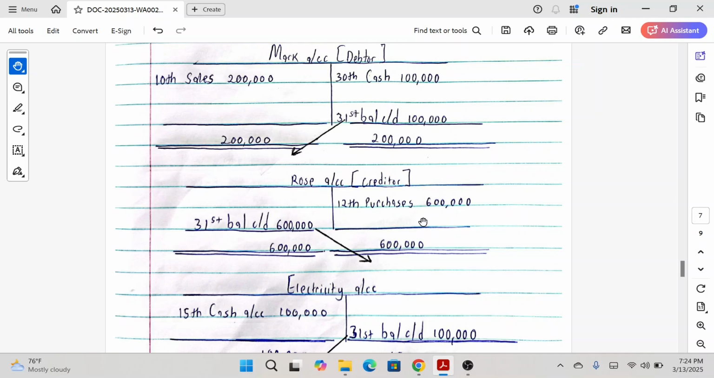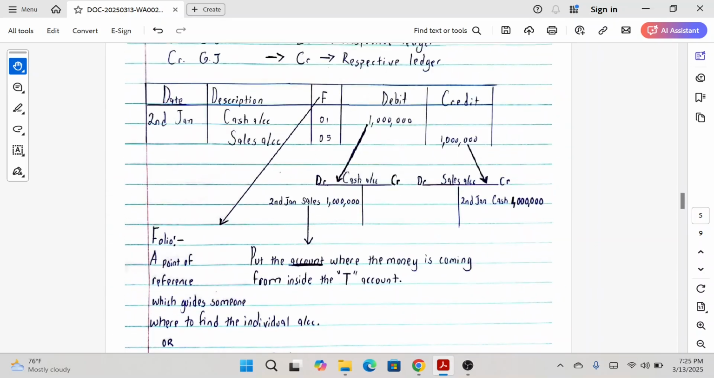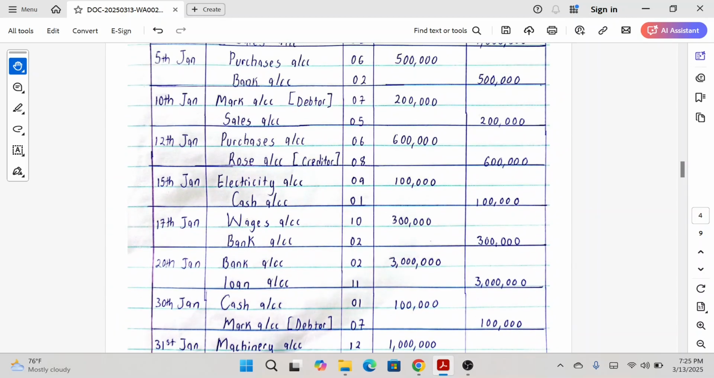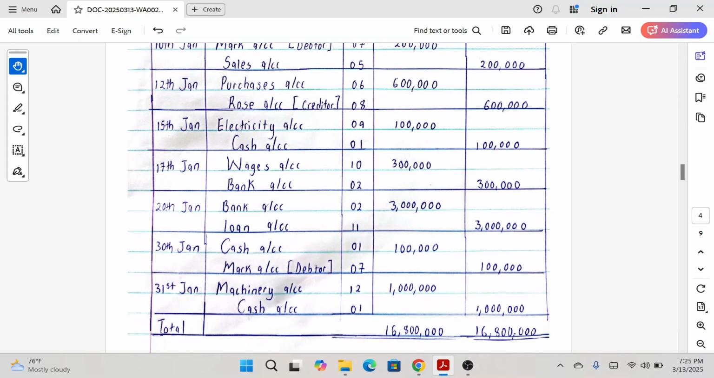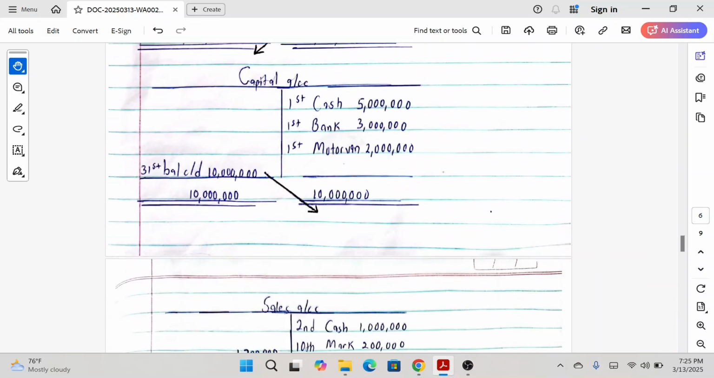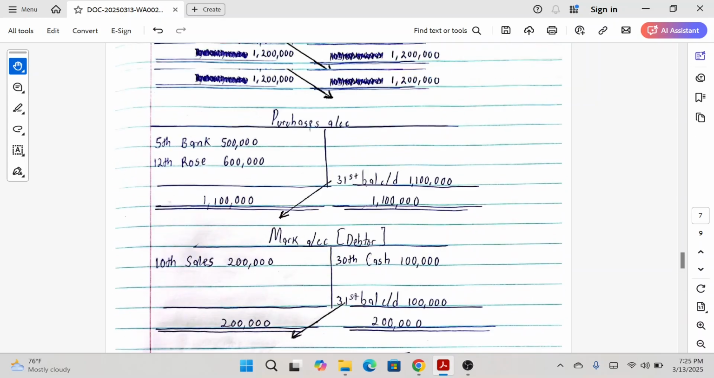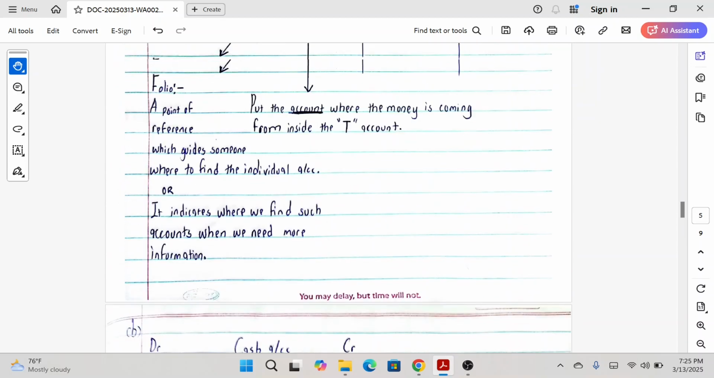So this side will be bigger, this side will be less, because you only had one transaction with the Rose account, which is number 8. We didn't have any other after that. You look through. So meaning you can also balance off that T account. So 600 and also this side 600. Balance carried down is the difference. Then that T account is also closed. Then you go to the next one.